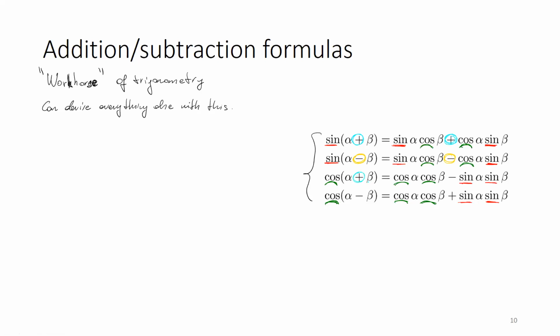Well, here you have to be a bit careful. Cosine alpha plus beta gives you cosine alpha, cosine beta minus sine alpha, sine beta. And cosine alpha minus beta gives you cosine alpha, cosine beta plus sine alpha, sine beta. So that's just how it is. You have to be a bit careful when you deal with the cosine to get the signs in the right place. But that's how it is. So let's maybe have a look at an example.